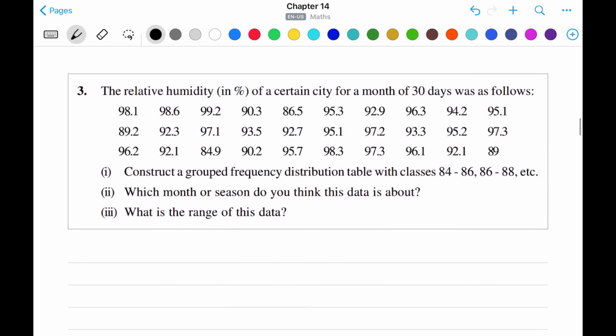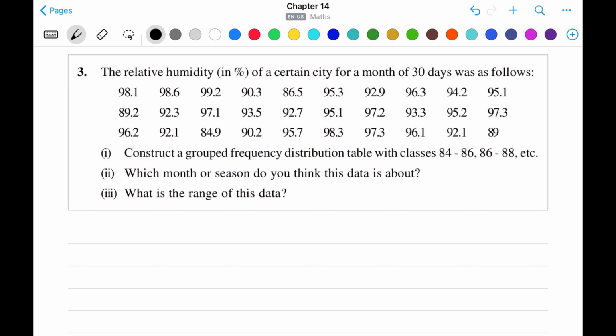Now moving to the third question, we have the relative humidity in percentage of a certain city for a month of 30 days, as it is given here. This is the humidity rate 98.5, 98.6, 99.2, 90.3, and so on till 89. We are asked to do 3 things here. First is construct the group frequency distribution table. You are asked to represent this data by a group frequency distribution table. That means you have to make the intervals here and the tally marks.